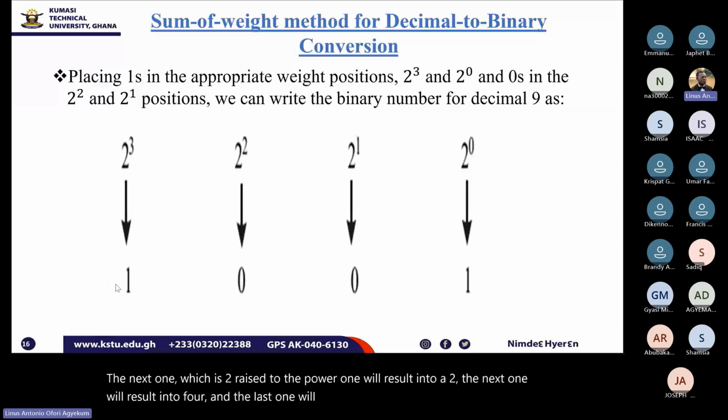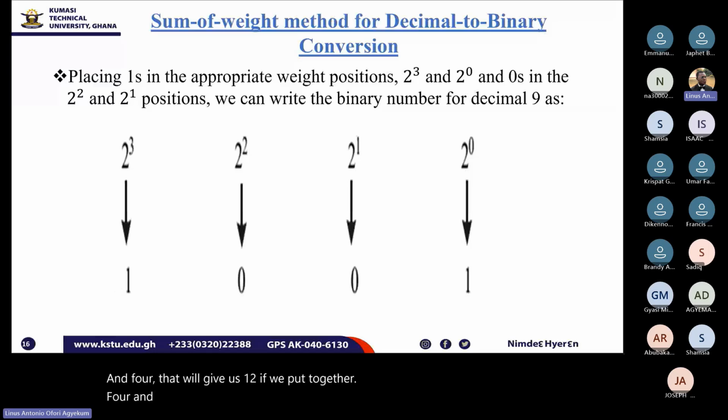If we put together 8 and 2, that will give us 10. If we put together 8 and 4, that will give us 12. If we put together 4 and 2, that will give us 6. If we even add 1, that will be 7. And that would not give us a decimal number of 9.